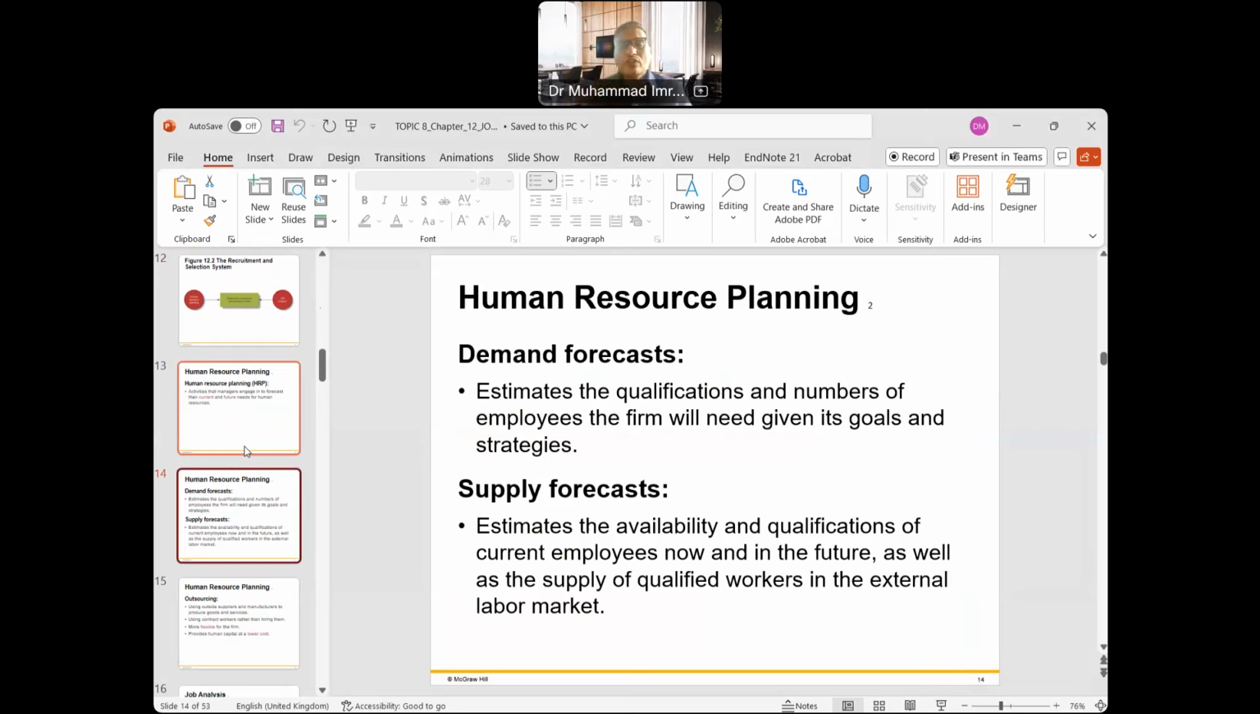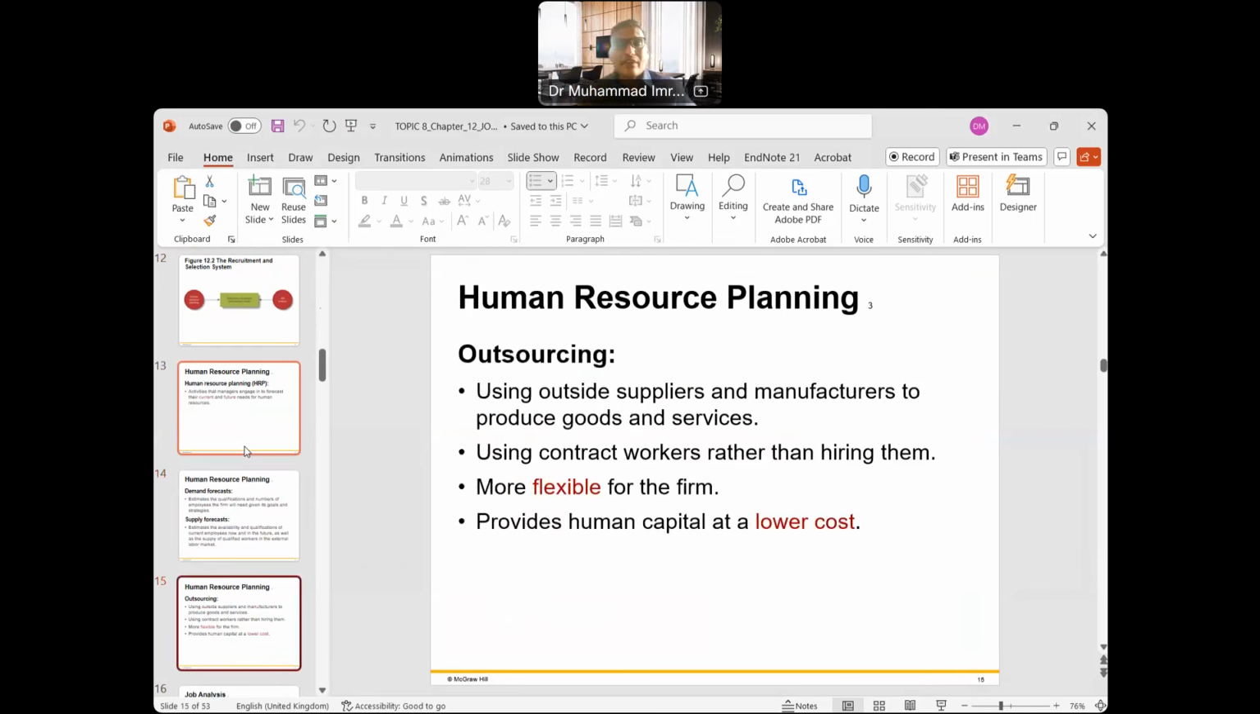Estimate the availability and the qualifications of the current employees now and in the future, as well as the supply of qualified workers in the external labor market also. They keep watching that, and they are planning according to the available supply. So another one is outsourcing, a third party outside of your company.